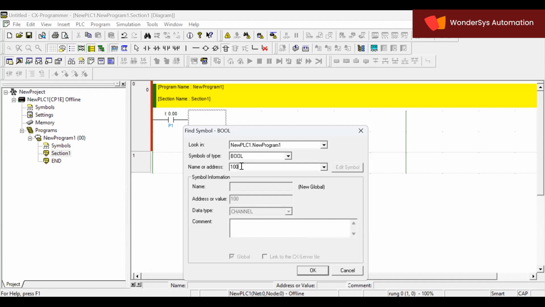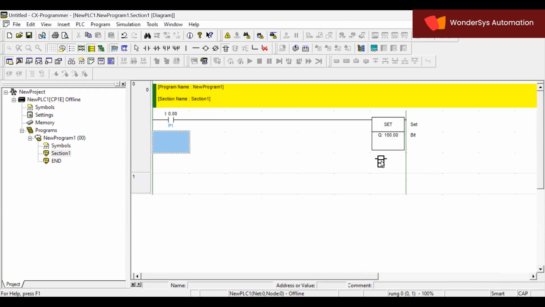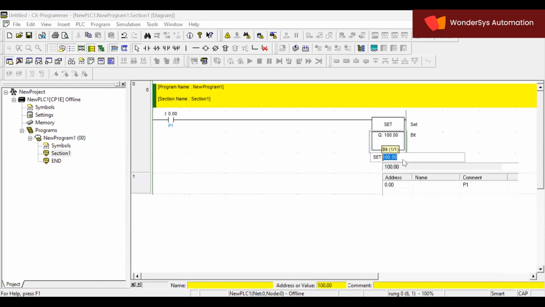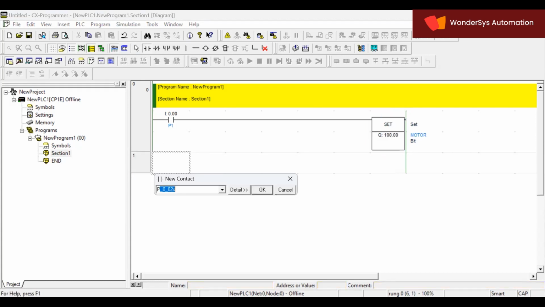Since I am using the output, I'll give the output address. Here it is showing Q0.0. That is nothing but our output. So I will write it as motor. Now this is a motor. Next I'll use a reset because I need to turn it off. So I'll be taking another push button.